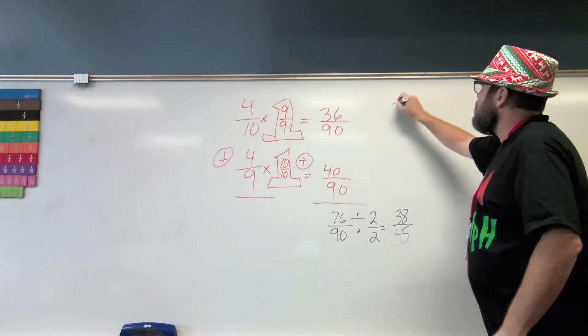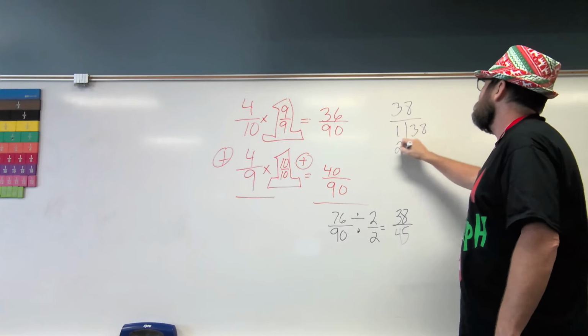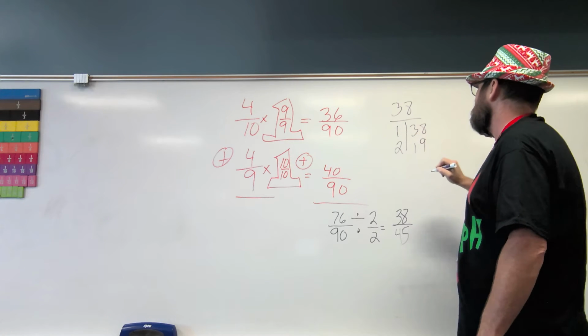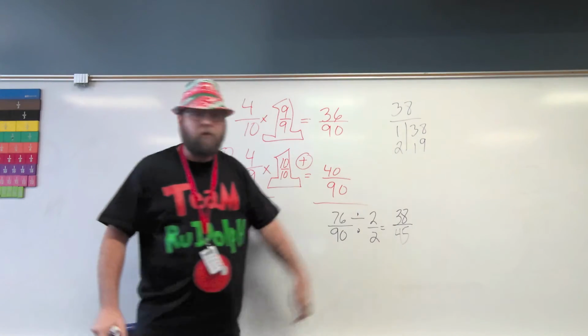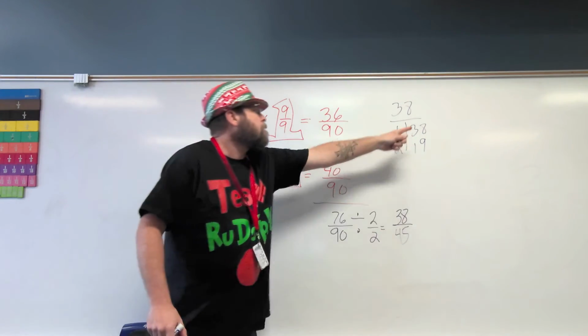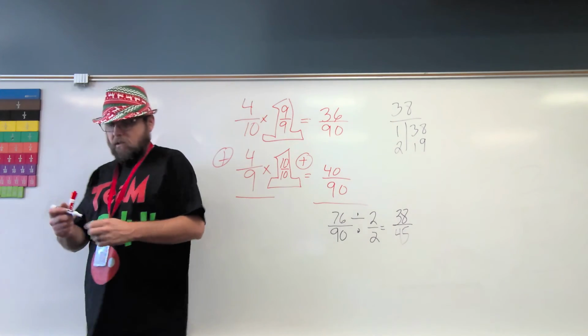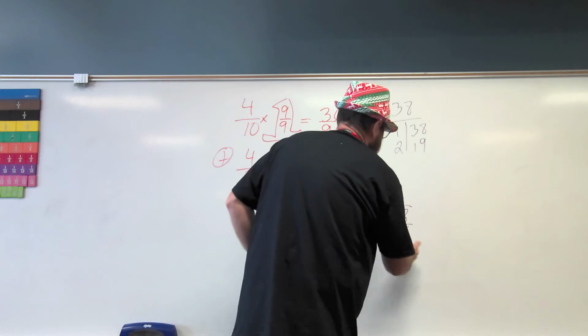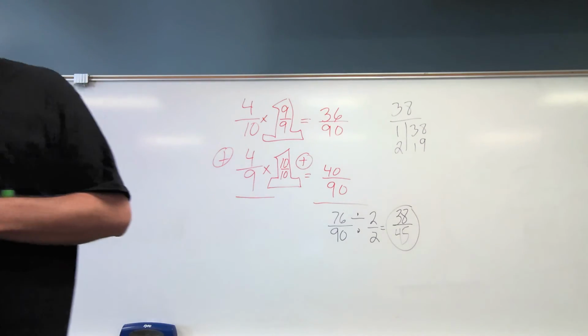If I listed my factors of 38, and I know there's only 1 times 38 and 2 times 19, then I can just ask myself, does 2 go into 45? Does 19 go into 45? Does 38 go into 45? So that tells me my answer is 38/45. You are correct, Aiden.